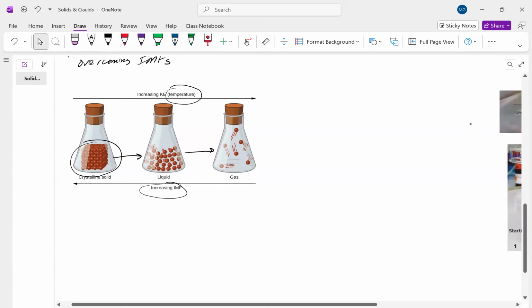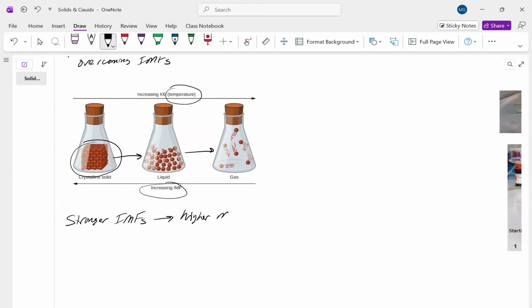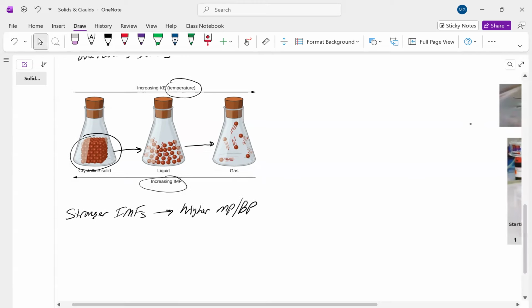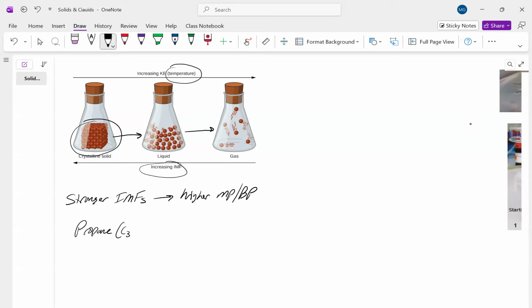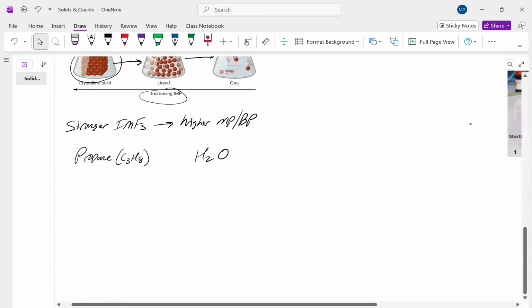And the amount of intermolecular forces is directly related to some physical properties, like melting point and boiling point for a compound. In fact, the stronger the intermolecular forces, the higher the melting point and boiling point of the substance. Let's compare propane, which has the formula C3H8, to water. Propane, you probably experienced this if you like to barbecue, is the gas that is combusted to heat up your grill.